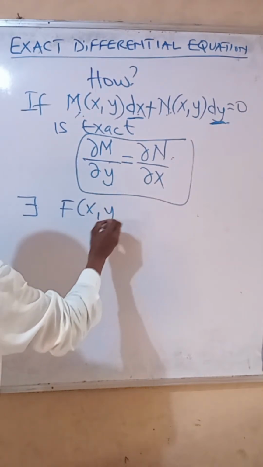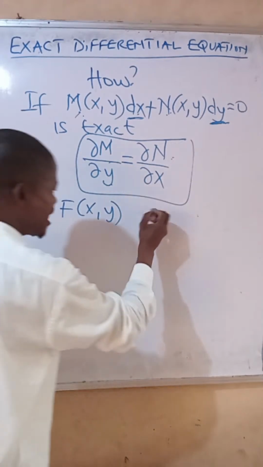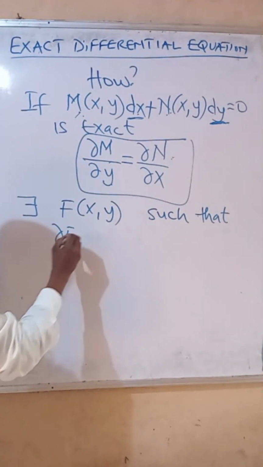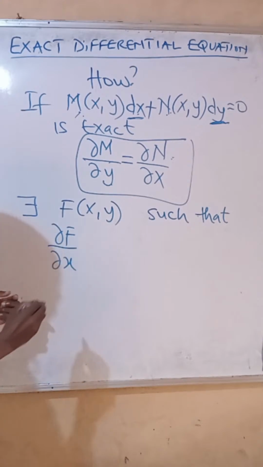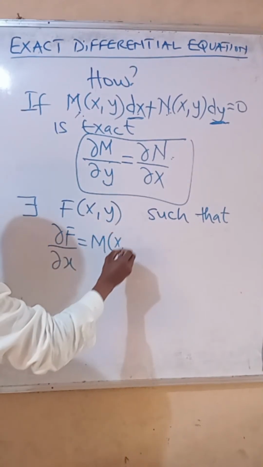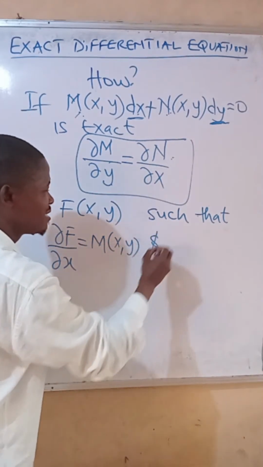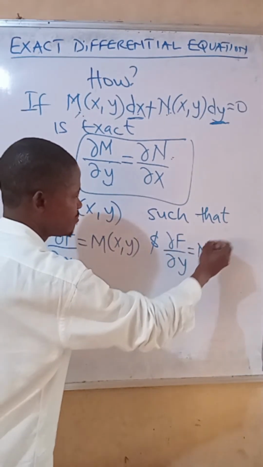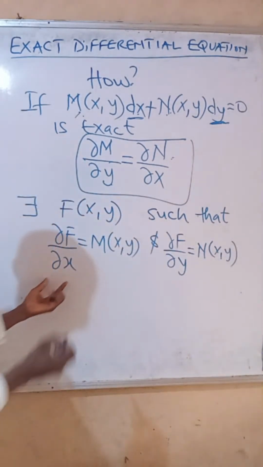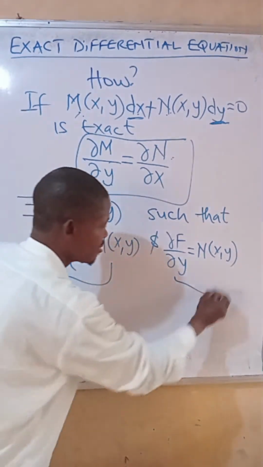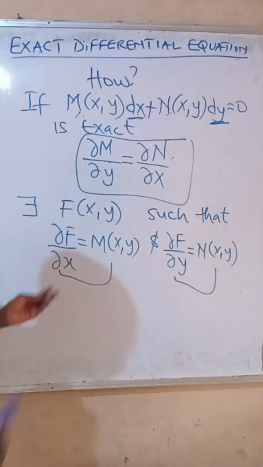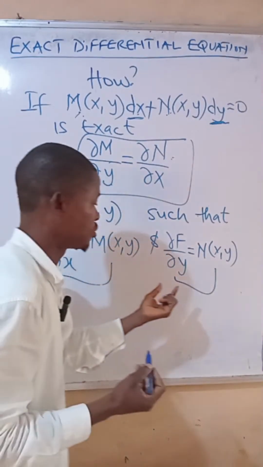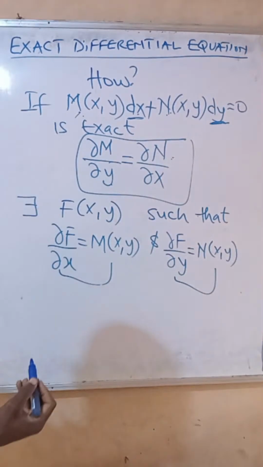There is a function f as a function of two variables, such that the partial derivative of f with respect to x is equal to M as a function of two variables, and the partial derivative of f with respect to y is equal to N. We now use either one of these to generate the general solution.